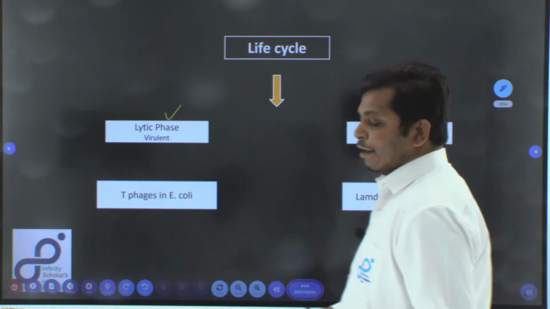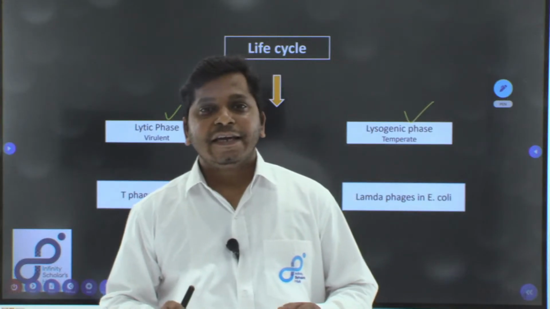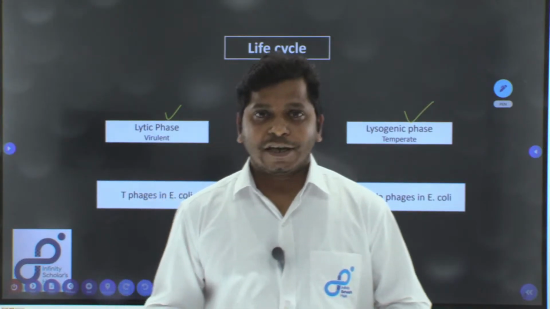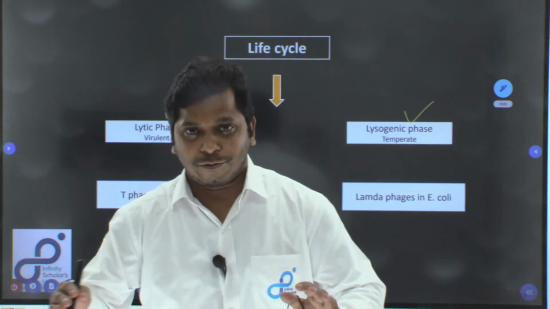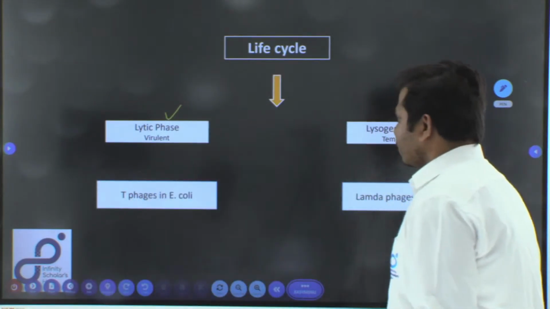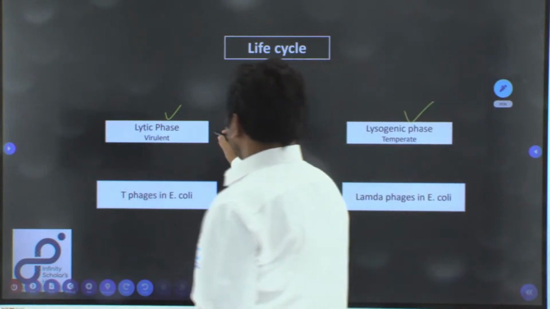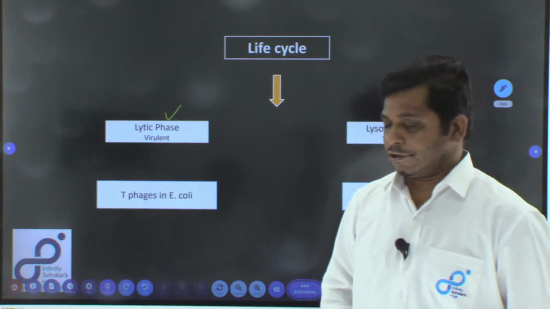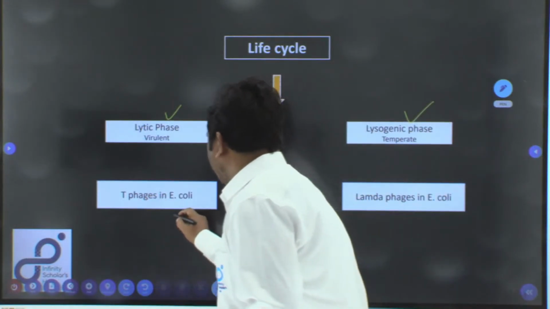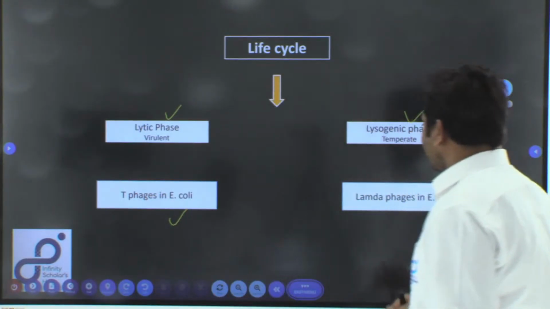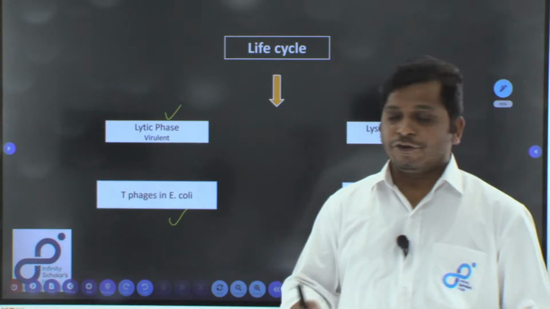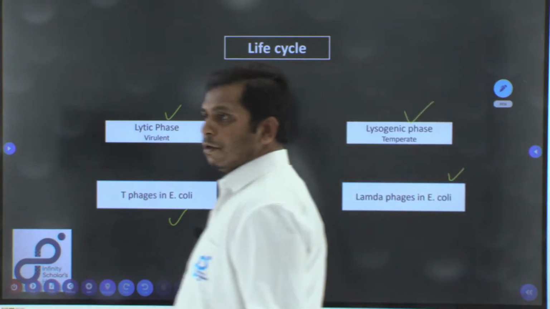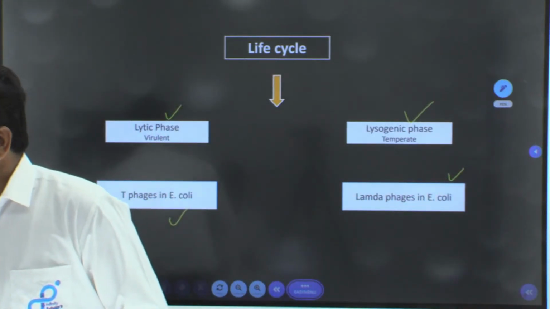The lysogenic phase is called the temperate phase. That means in this phase the bacteria is not killed instantly. So that is why it is a mild stage, or a temperate stage. This kind of stage is usually seen during the infection of T phages, T type bacteriophages, in E. coli. And the lysogenic phase is seen when a lambda type of bacteriophage infects E. coli. Are there any more questions?